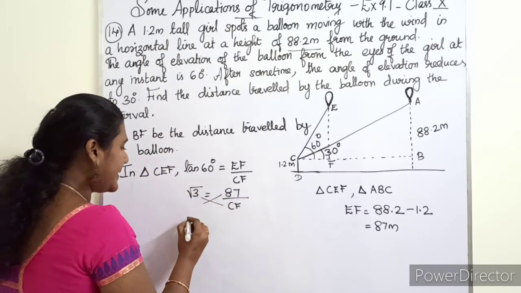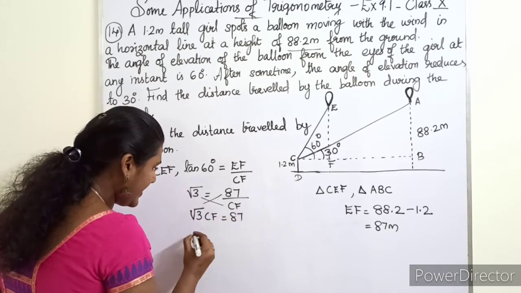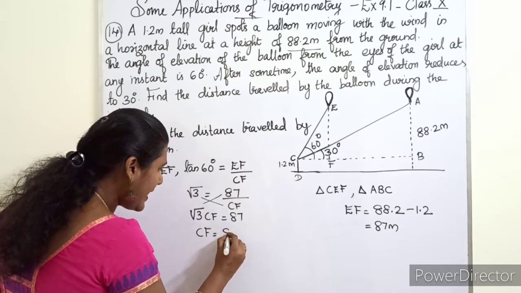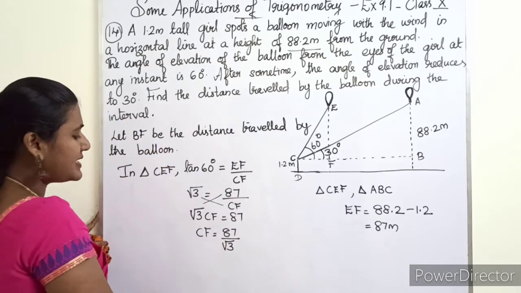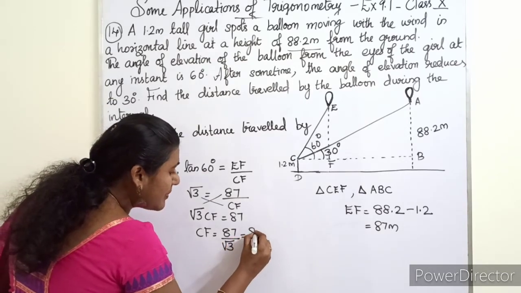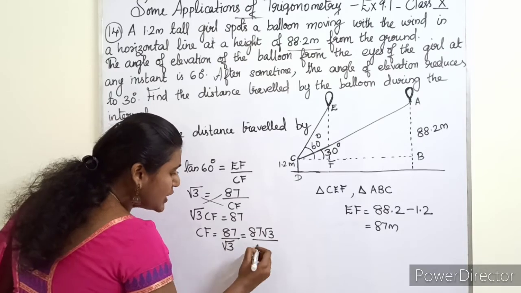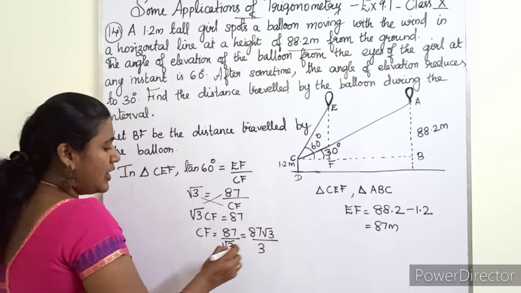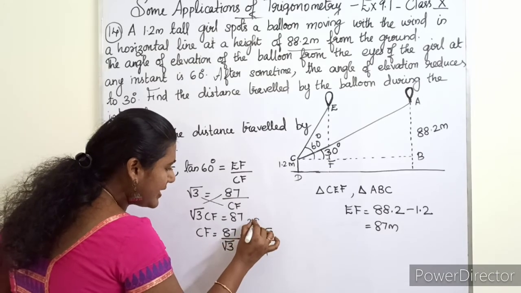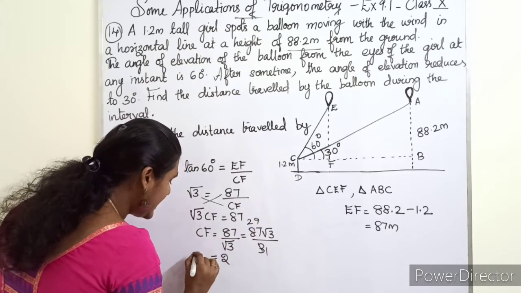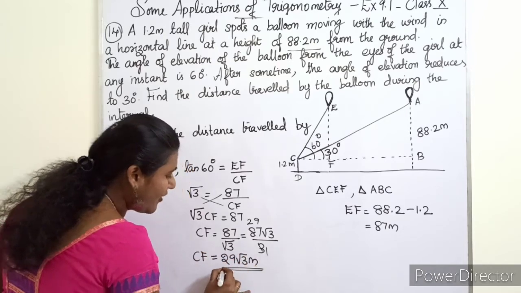Now we will cross multiply. So root 3 into CF is equal to 87. So CF is equal to 87 by root 3. We will rationalize this because in the denominator we have an irrational number. So we will multiply by root 3 in both numerator and denominator. In the denominator we will get 3. Now we can simplify this: 3 nines are 27, so the answer for CF is 29 root 3 meters. So you got the value of CF.